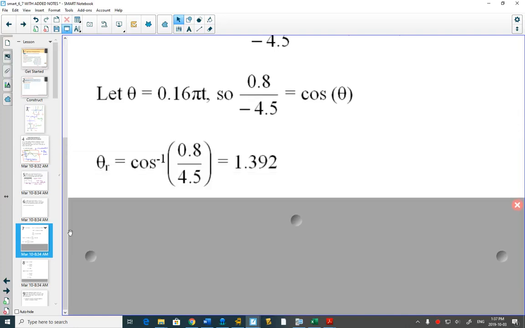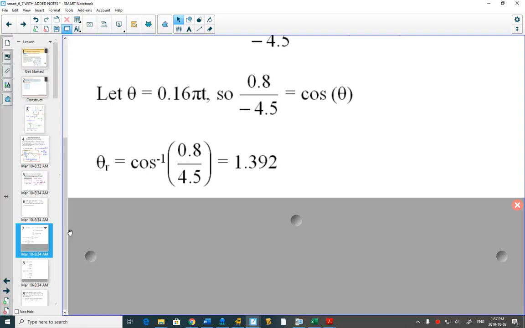I find my reference angle by doing cos inverse. Remember, when finding your reference angle, you always do the inverse of the positive ratio. And I get a reference angle in radians of 1.392.